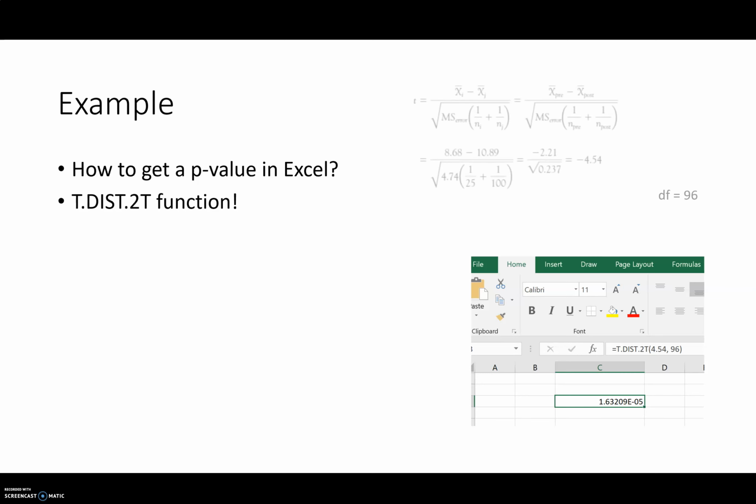So our t-statistic was 4.54, and the degrees of freedom was 96. Now notice I didn't put in negative 4.54, I just put in 4.54. So you want to just put in the absolute value. It doesn't accept negative numbers. So put in 4.54 comma 96, and then it gives you your p-value, which you can see is quite small. Okay, so that's how you can get an exact p-value to report in a write-up from a Fisher's LSD test.